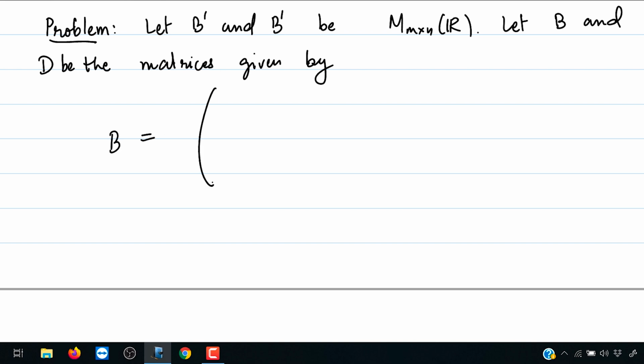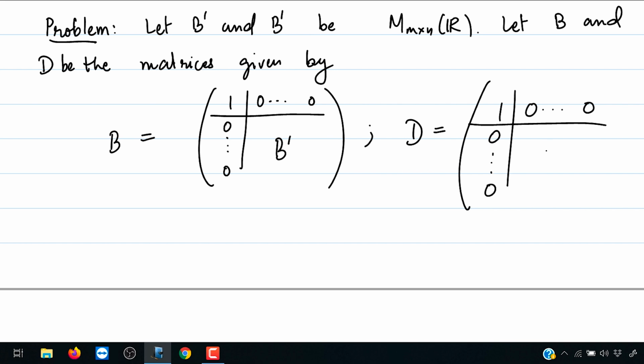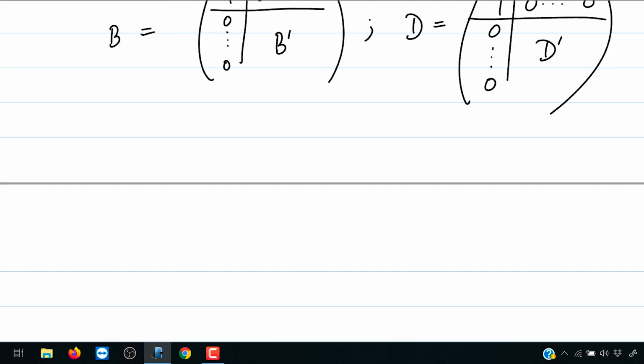B is equal to, rather 1, then the remaining entries are 0 in both the column and the row, and there is the B prime here. And how do we get D? D is obtained in the exact similar manner. 0 here, and then there is a D prime here. Okay, so the problem demands us to prove that if you can obtain D prime from B prime by an elementary row operation, then you can obtain D from B by an elementary row operation.